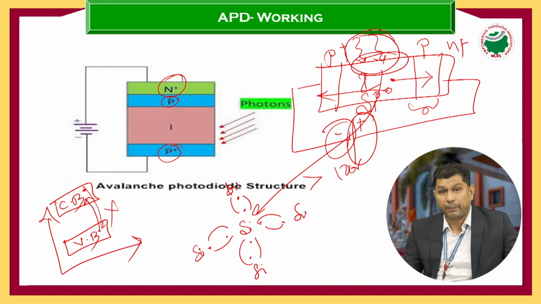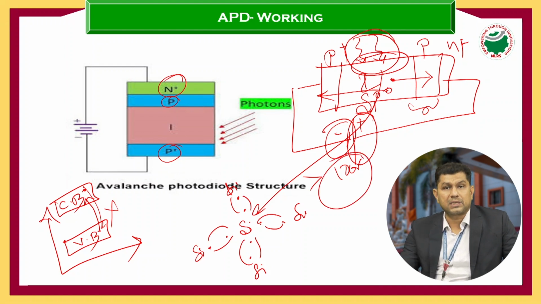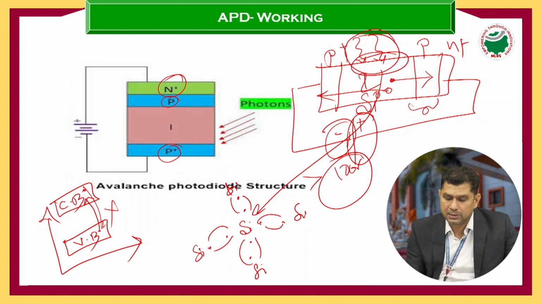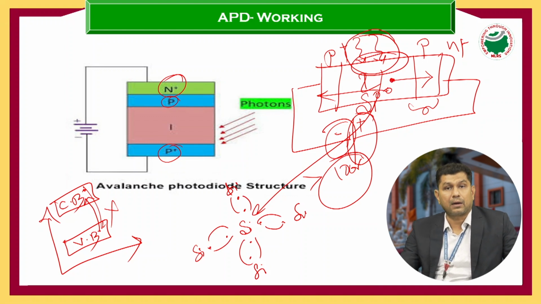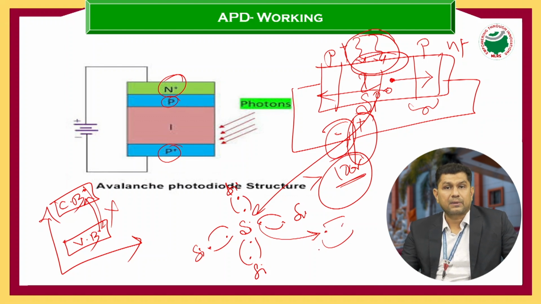In a PIN diode, this is the only thing that works. But in an APD, the operating voltage is very high. The electron generated is called the primary electron. This primary electron goes with high speed. Why? Because your applied voltage is very high. High speed means high velocity, and high velocity means high kinetic energy. That kinetic energy is sufficient to break another covalent bond by collision. That's why a secondary electron is produced.